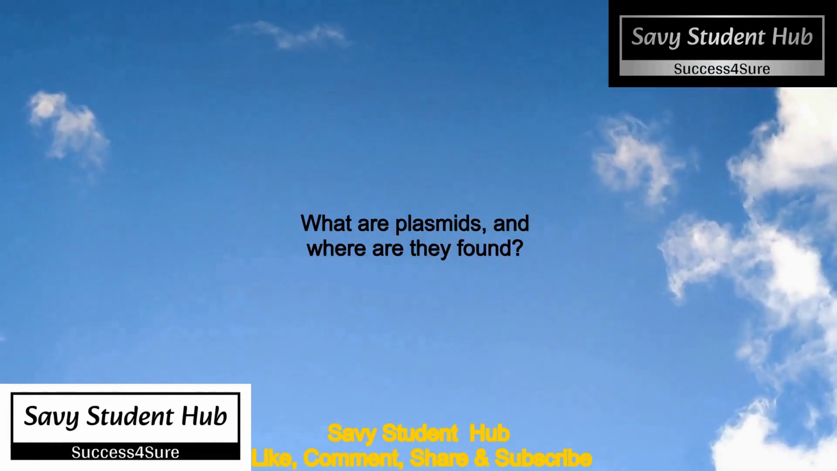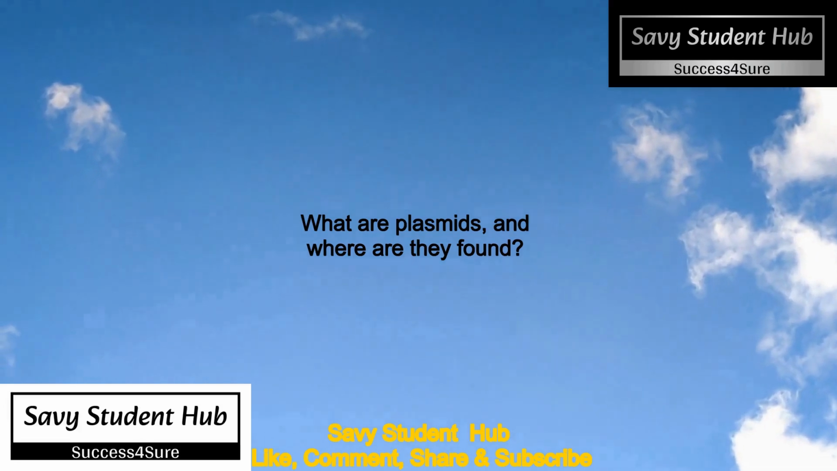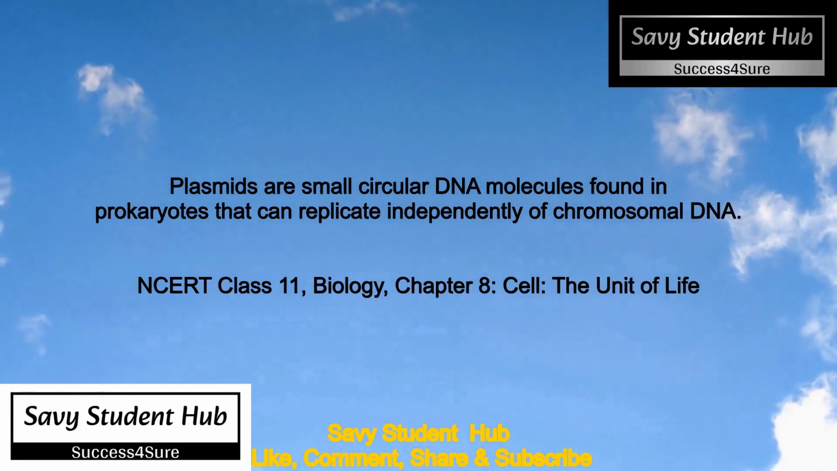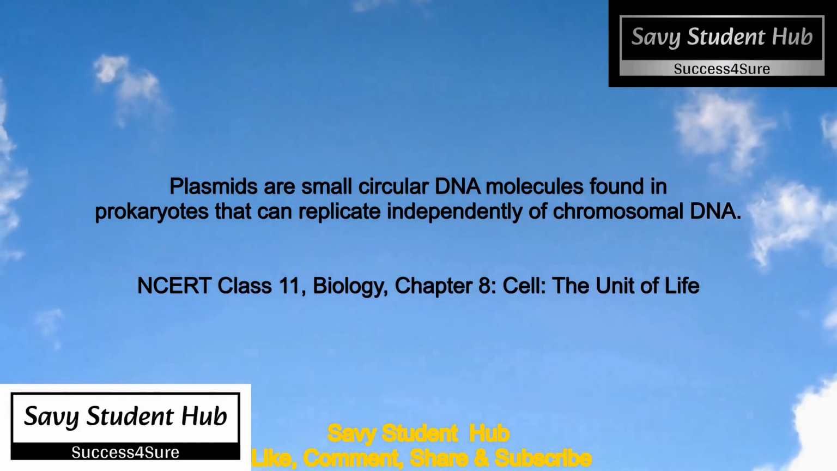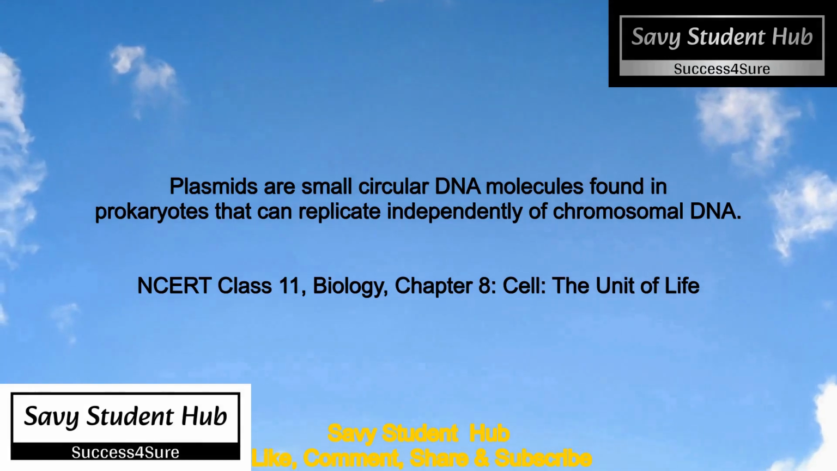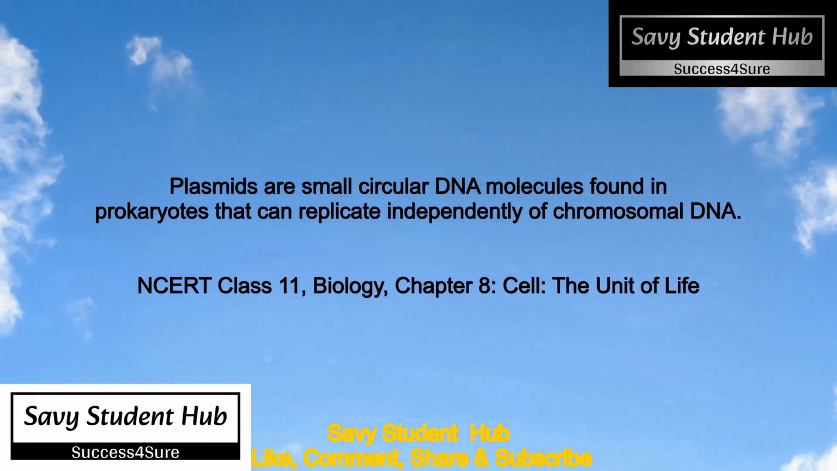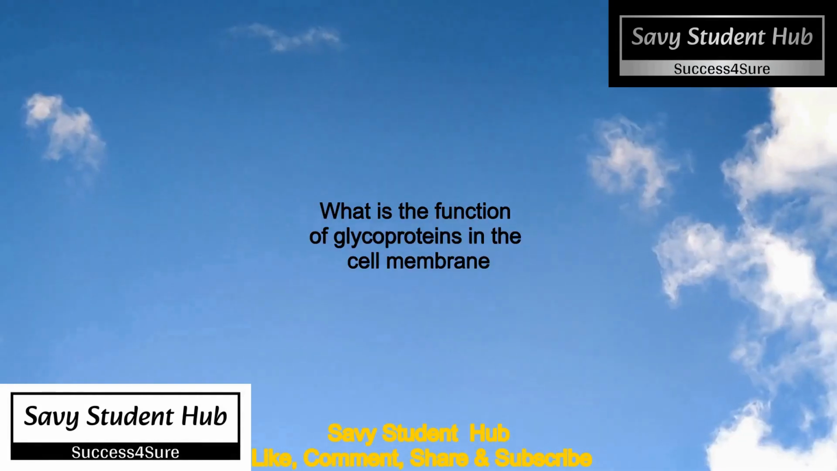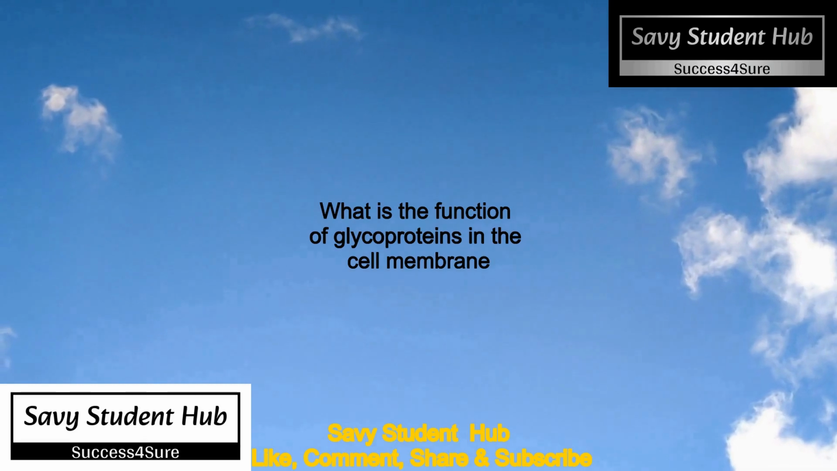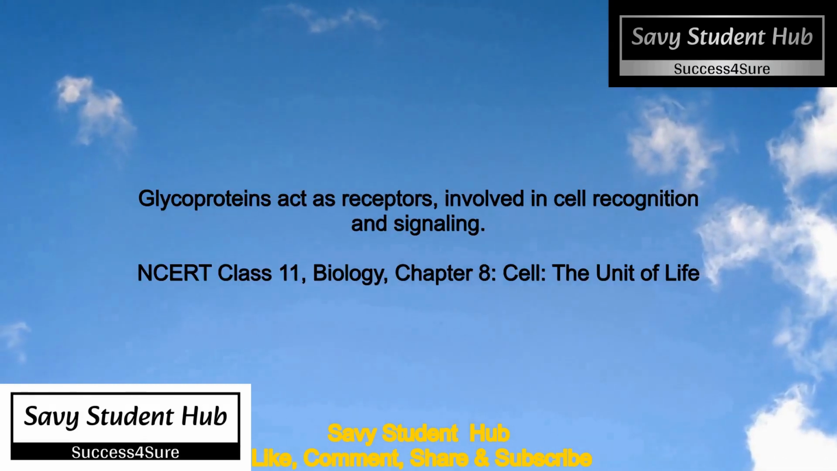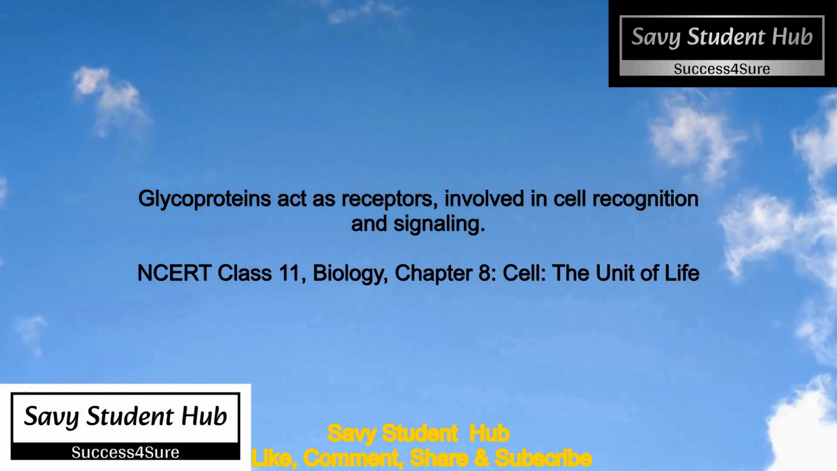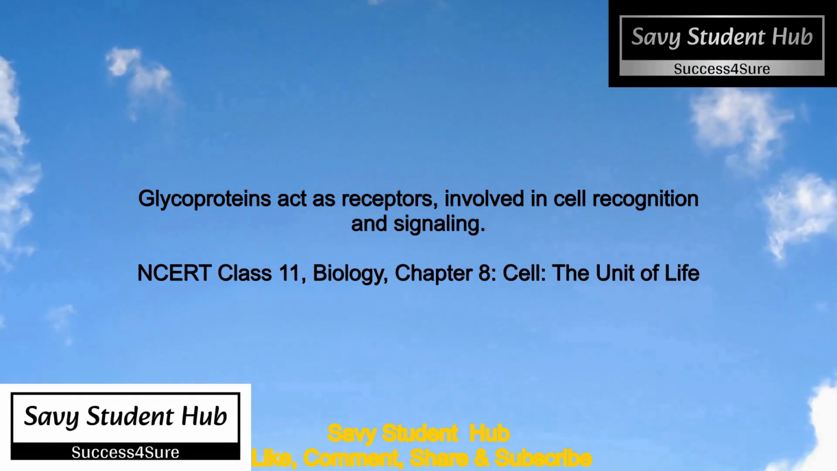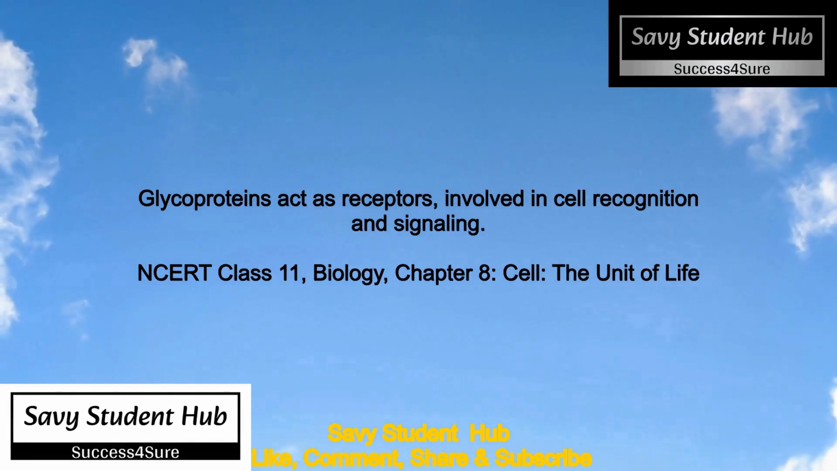What are plasmids, and where are they found? Plasmids are small circular DNA molecules found in prokaryotes that can replicate independently of chromosomal DNA. What is the function of glycoproteins in the cell membrane? Glycoproteins act as receptors, involved in cell recognition and signaling.